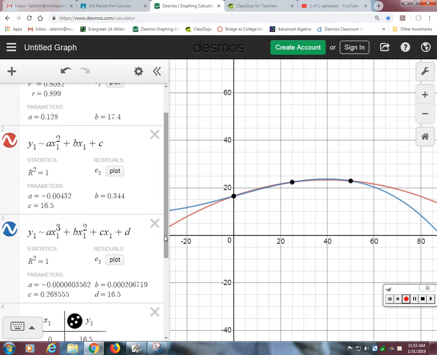So the quadratic one is easier not only because it only has an A, B, and C, but also look at these numbers here, 0.0000603562. That's nutso. I don't want to deal with all that. This is much easier, okay? So I'm going to get rid of this one too, all right? And we're going to go with the quadratic.